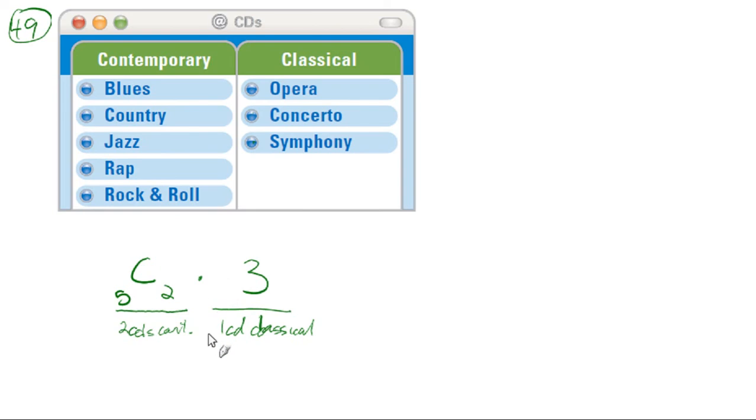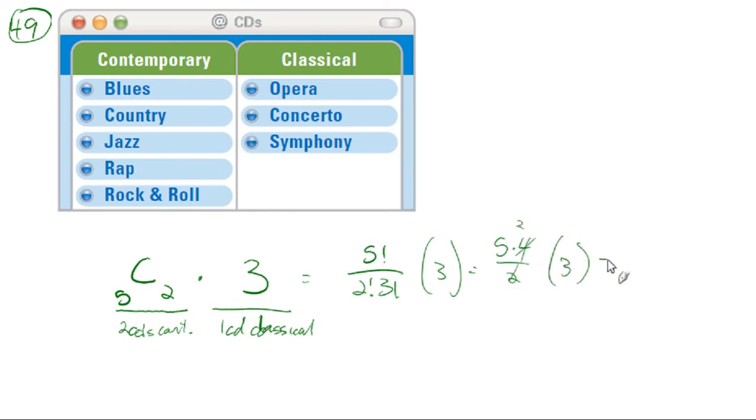So we would multiply these together. Let's use the formula, because it's just pretty small numbers. So 5 factorial over 2 factorial times 3 factorial. We're going to multiply that by 3. Let's let the 3 cancel out the last 3 here. So we got 5 times 4 over 2. Multiply that by 3, cancel 2. 10 times 3, 30 ways. Okay, there we go.